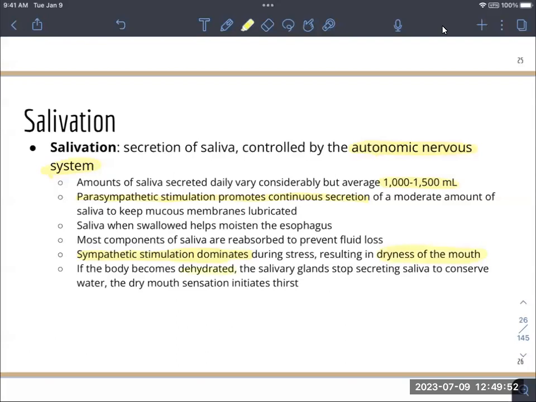Even when your body is dehydrated, your salivary glands are going to play a role. They don't secrete as much because they're trying to conserve water. Our body needs to divert water to other areas, so it does not get secreted into the mouth. And this is what gives that dry mouth sensation when you're thirsty, because that dry mouth sensation should stimulate you to drink something.